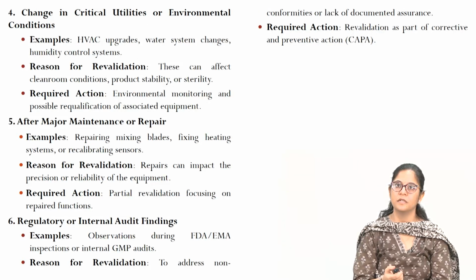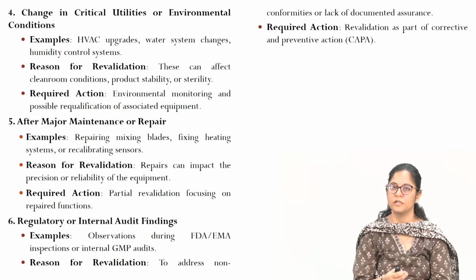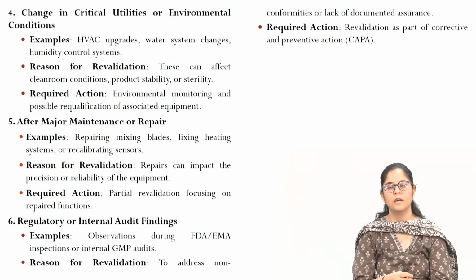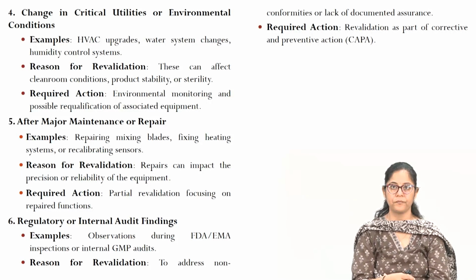Then changes in the critical utilities or environmental conditions, like HVAC upgrades, water system changes, or humidity control systems being changed. So these can affect clean room conditions and product stability or sterility. So the environmental monitoring and possible requalification for the associated equipment needs to be done.